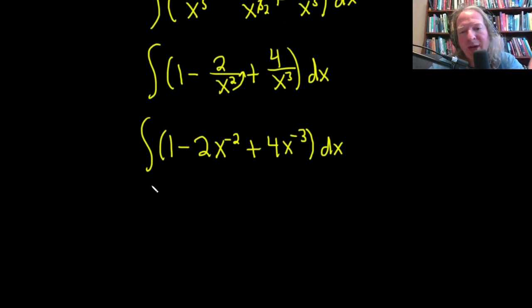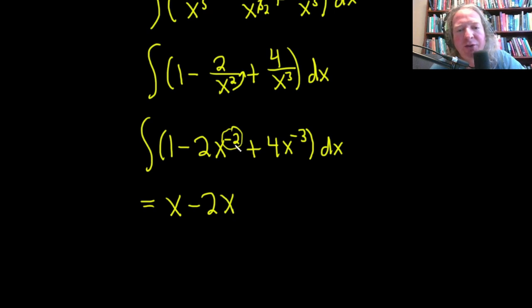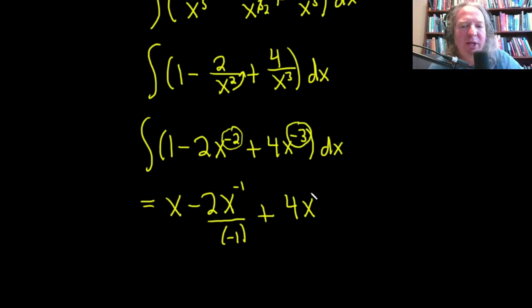So now we're going to drop the integral sign, we'll drop the dx. So we're integrating 1. Remember, if it's a number by itself, you just tack on the x. This will be x. Here we're using the power rule. So we're going to add 1 to the exponent here. So it'll be negative 2 x to the negative 2 plus 1 is negative 1. And then we're dividing by negative 1. You add 1 to the exponent and you divide by the result. Plus 4 x to the negative 3 is the exponent. We add 1 to the exponent, so it's going to be negative 2, right? Because 1 plus negative 3 is negative 2, and then you divide by the negative 2.